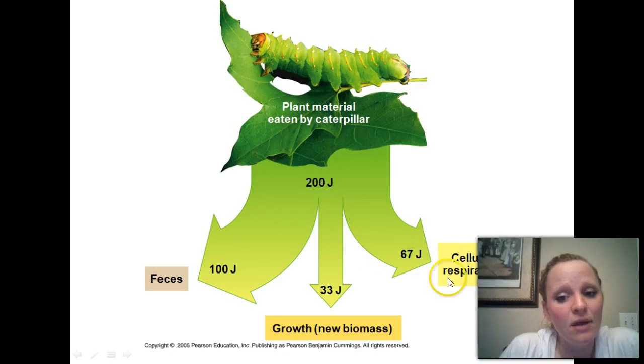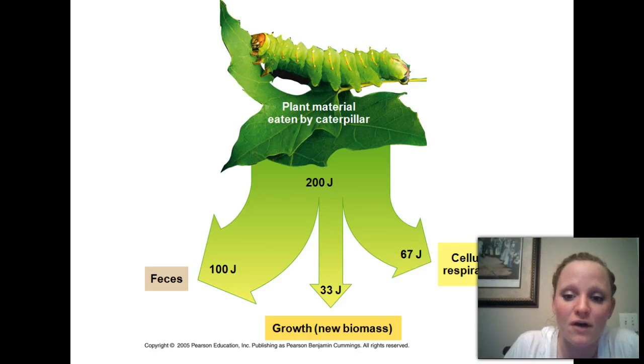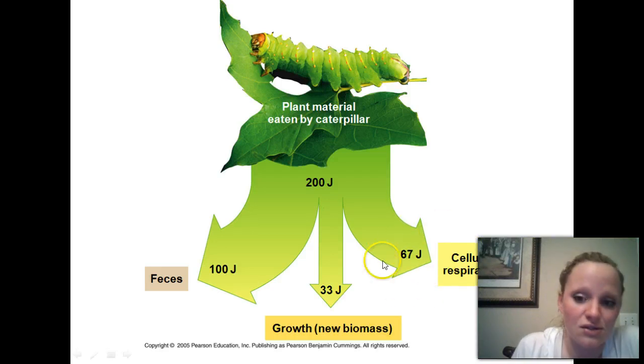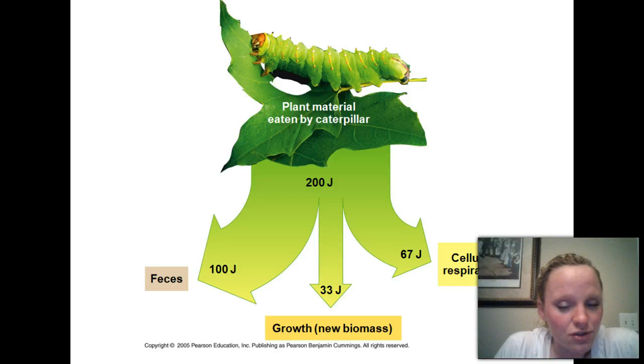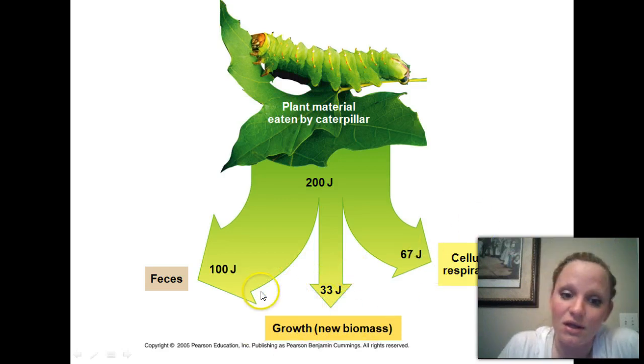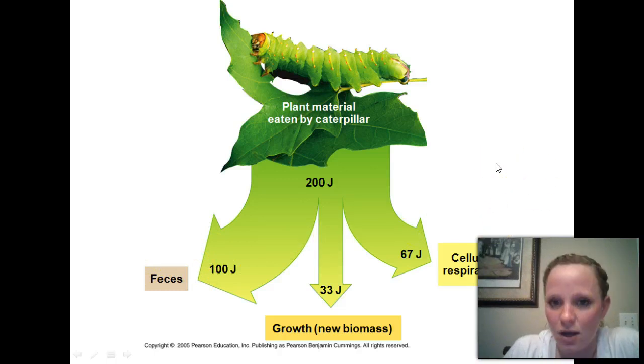About 67 of them are going to be used up as fuel for cellular respiration to make sure our cells are functioning the way they're supposed to, give us ATP to run certain cellular processes and certain bodily functions that are sustainable to life. And then a small percentage is going to actually go to supporting the growth of this organism. Now, if you know anything about caterpillars, you know that they're going to go through a metamorphosis. Some of them are going to turn into butterflies, so you can imagine that this number is going to go up. These two numbers will go up during that time because there won't be any feces being produced. So you've got to consider the organism as well.